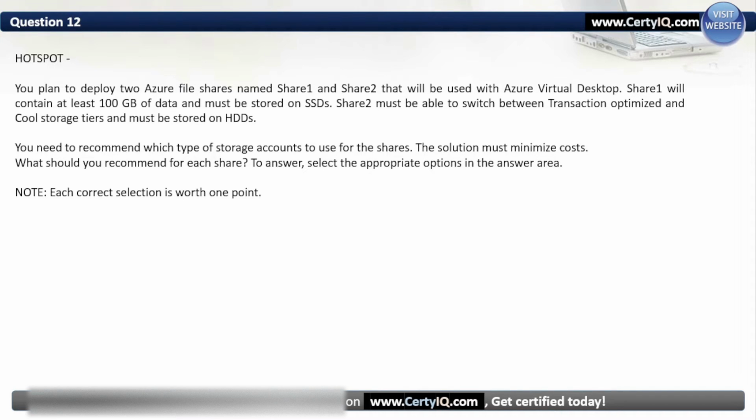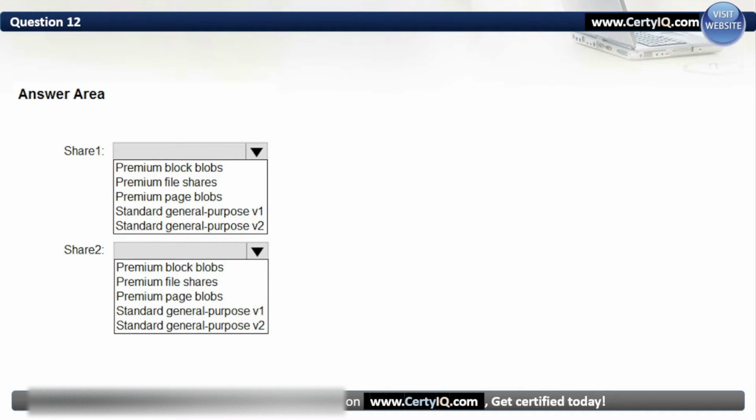for each share? To answer, select the appropriate options in the answer area. Note, each correct selection is worth 1 point. To the answer area, Share 1. The correct option is premium file shares. To the next statement, Share 2. The correct option is standard general purpose v2.